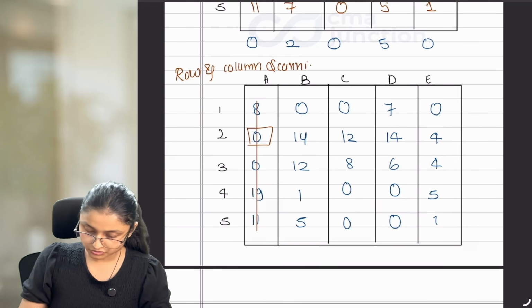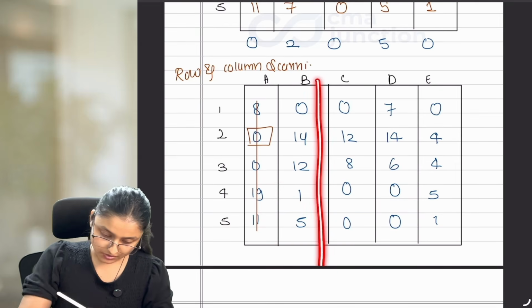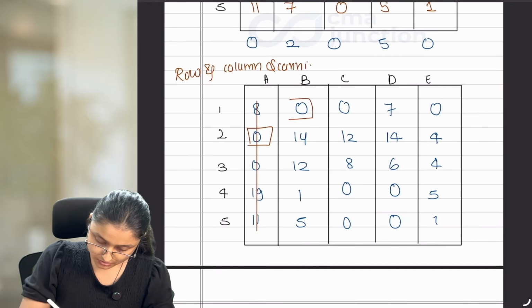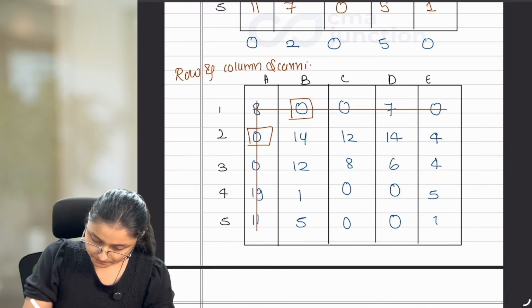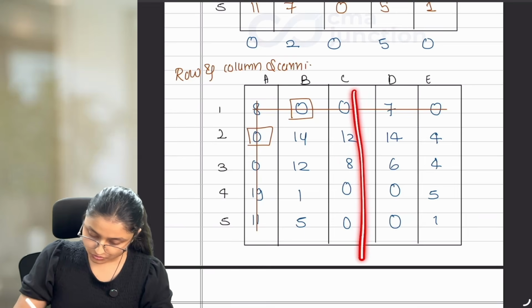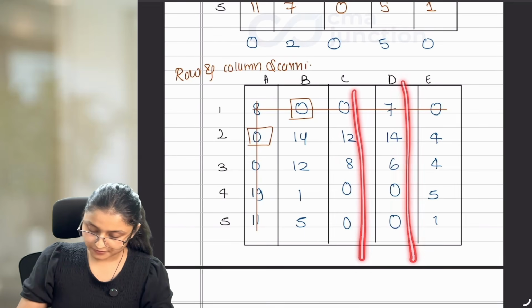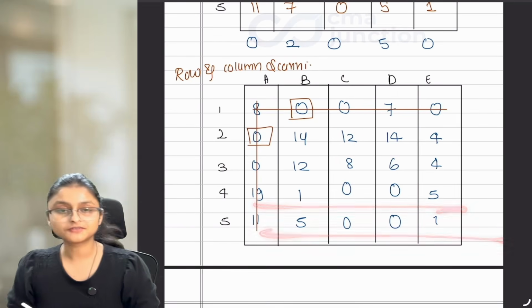Here also we have 2, 0, skip. Then column scanning. 1, 0, mark and cut the row. Next. 2, 0, skip. 2, 0, skip. Then if I go on row scanning also, then also I have to skip this.